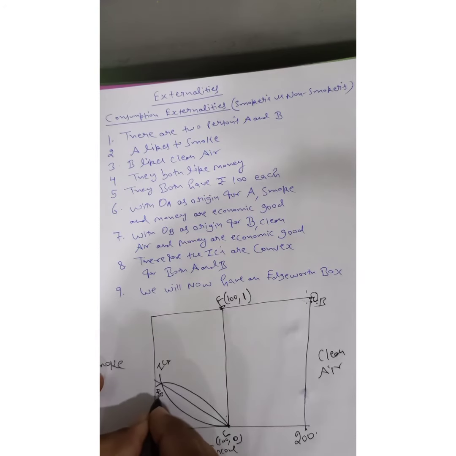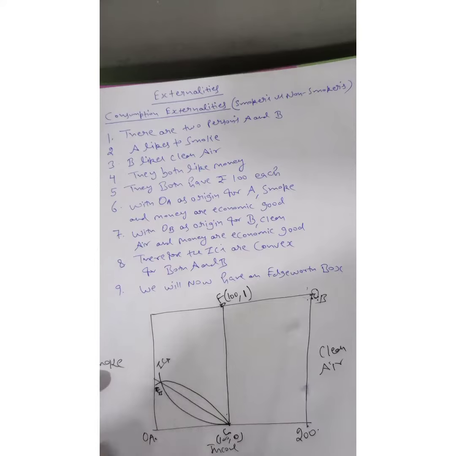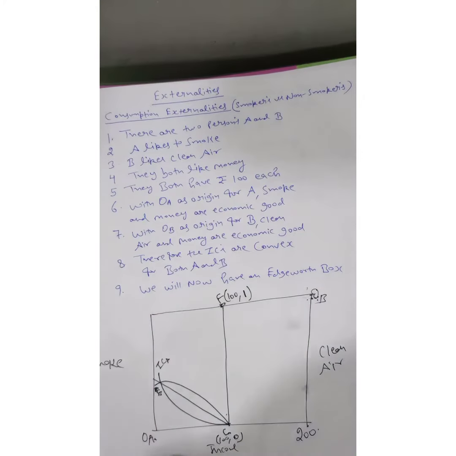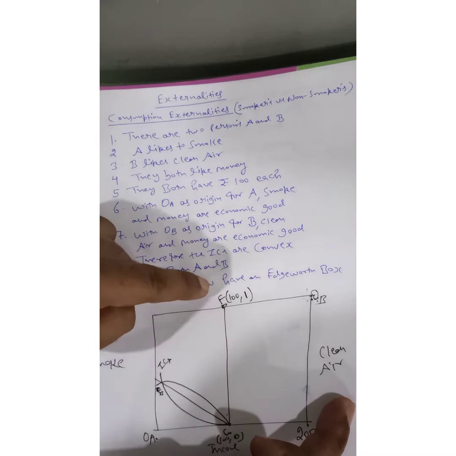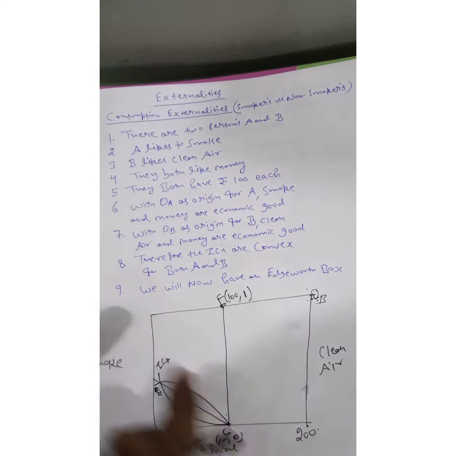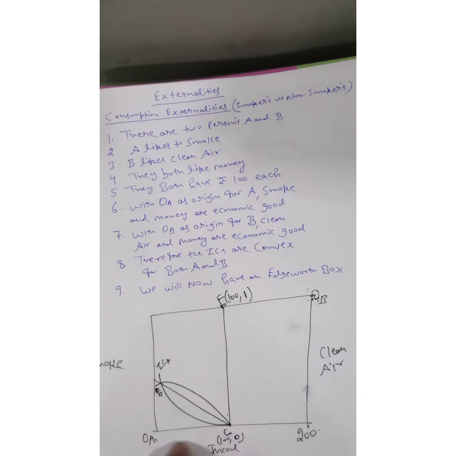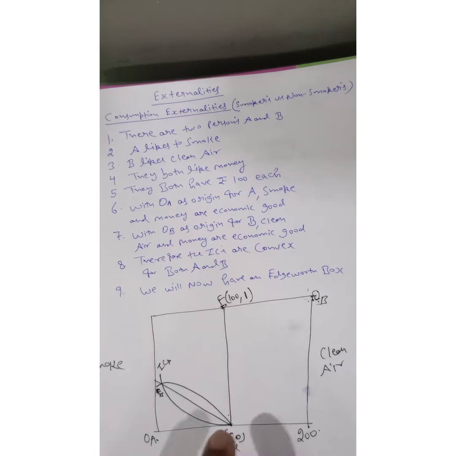They are convex because if you look from the point of view of A, income and smoking are economic goods, so convex. From B's point of view, clean air and income are also economic goods, so again convex. Now suppose we assume that B has the right to clean air. So if B has a right to clean air, that means A must be at this C point, because he'll be having 100 bucks, no doubt about it.